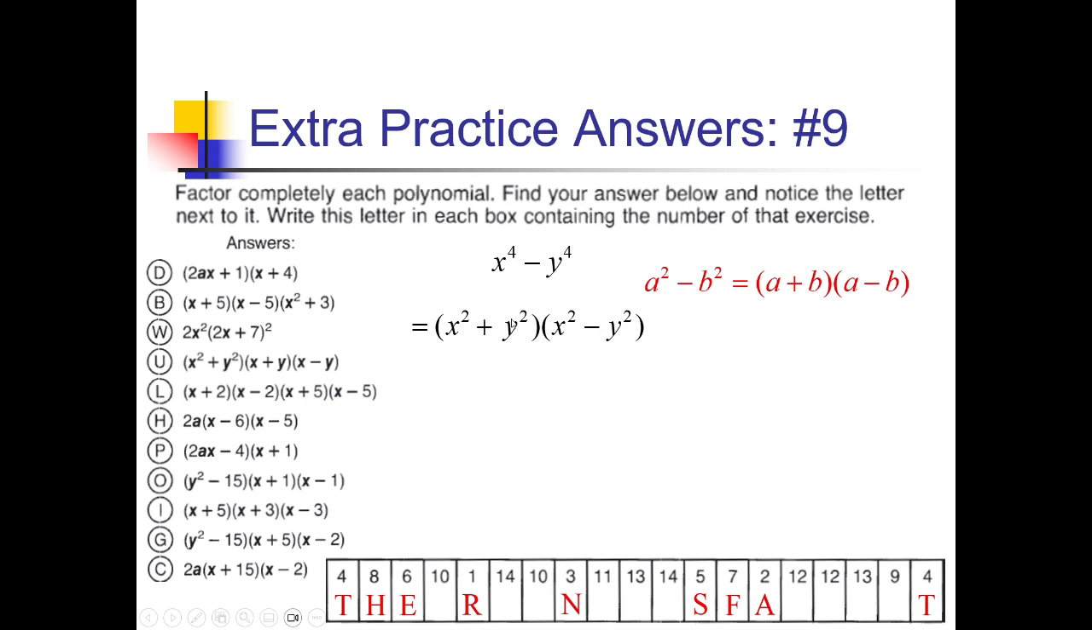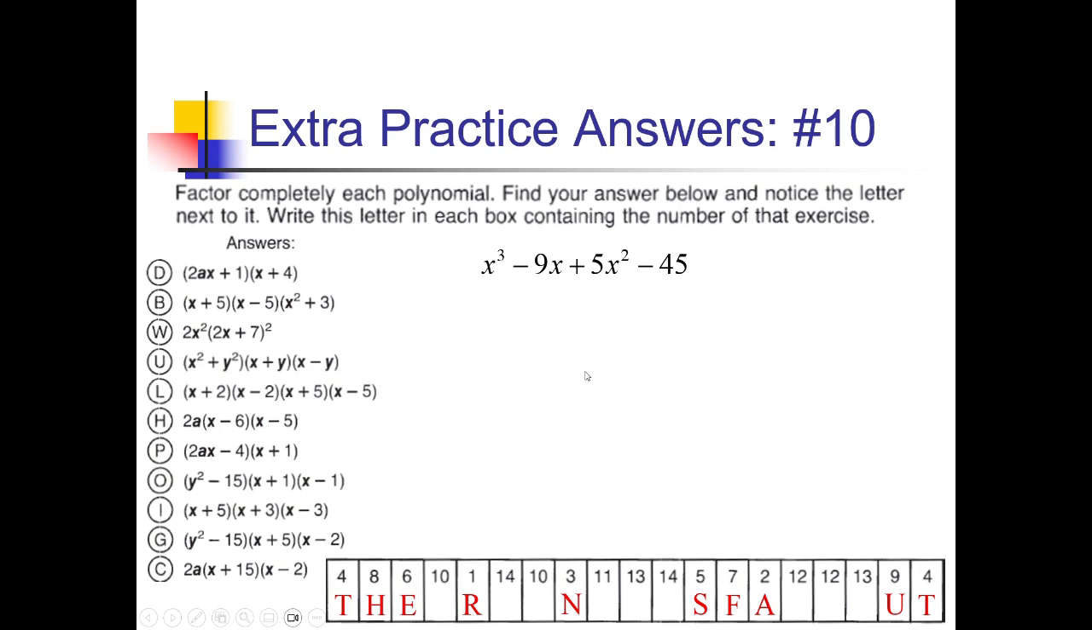X squared plus y squared, we can't do anything with that because it's not the subtraction, it's the sum of two perfect squares. So that just gets carried down. But now this next one, x squared minus y squared, it's literally an a squared minus b squared kind of situation. So we have the square root of x squared, x, plus the square root of y squared, y, and then we also have x minus y. Looking for that now, I see that right over here in choice U. So let me put that next to the 9 all the way at the end.